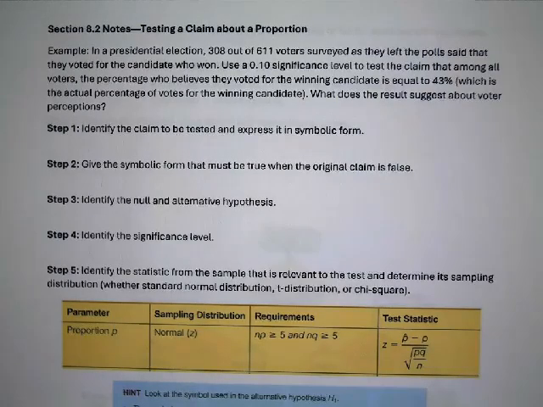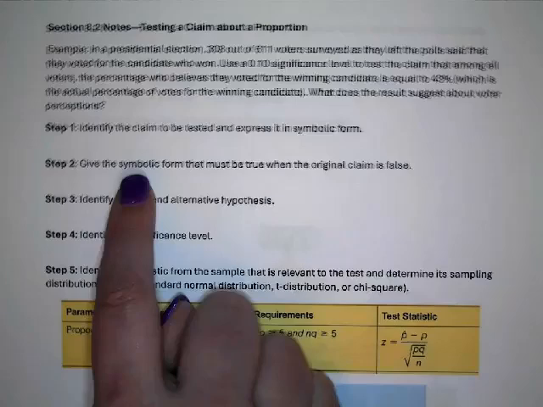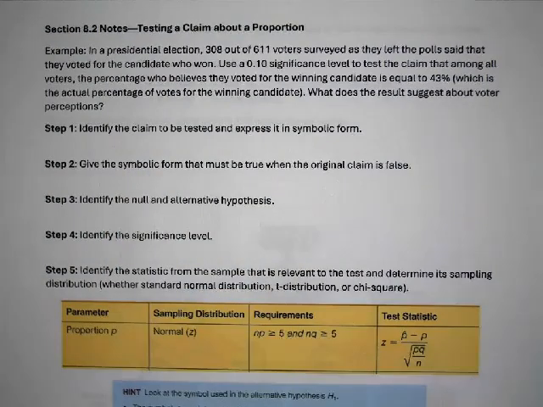Okay, so the first step and second step are similar. First was to identify the claim to be tested and express it in symbolic form. And then second was to give the symbolic form that must be true when the original claim is false. So state what we're testing and then state the opposite of what we're testing.